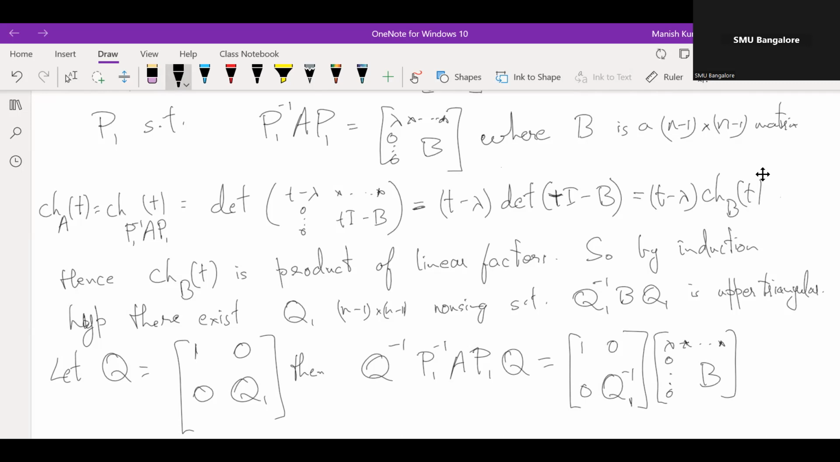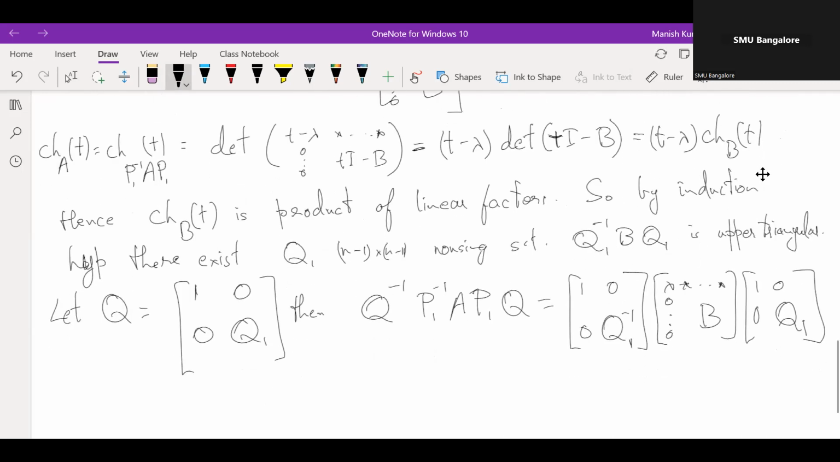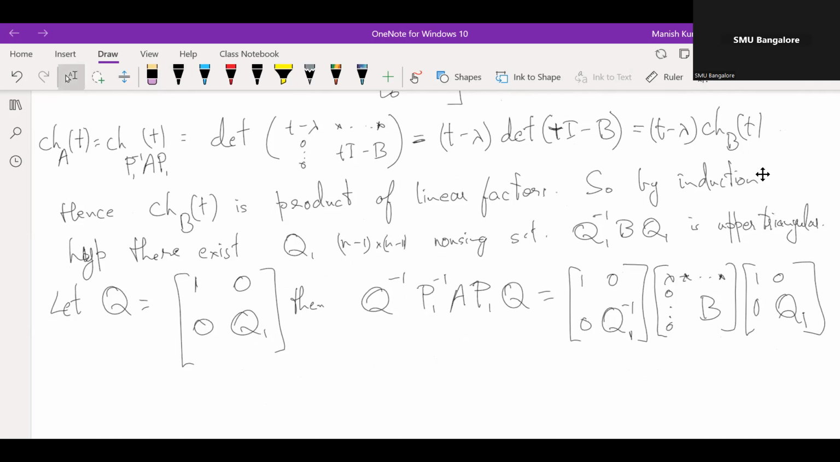And then Q is 1, a string of zeros, a string of zeros, and Q1 here. So this is a block diagonal matrix, and you are trying to conjugate this matrix by a block diagonal matrix. Then you can do the calculation. Here you don't have to do anything, so it will be lambda, and the strings remain the same.